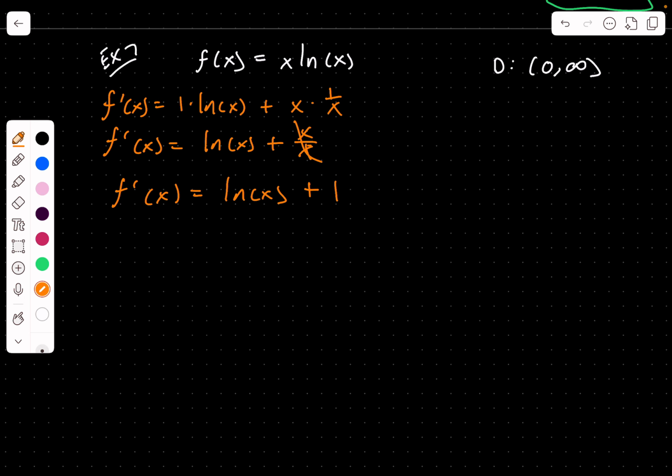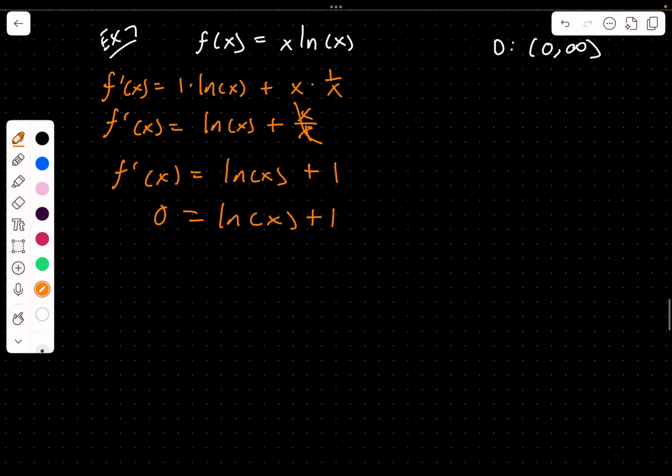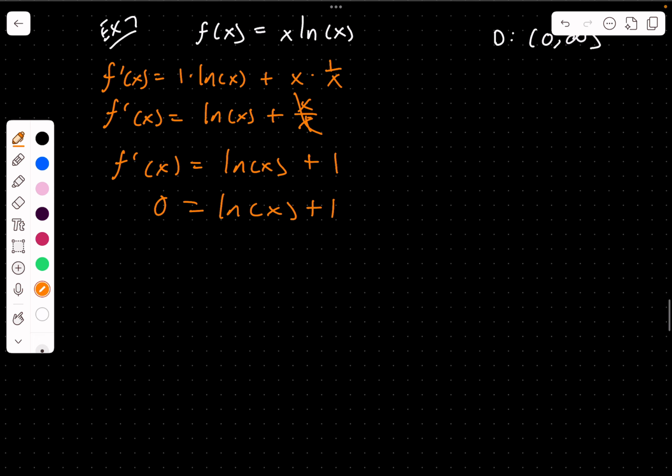So now we're just going to set this equal to 0, because there's really nothing left for us to do. We already found our derivative.